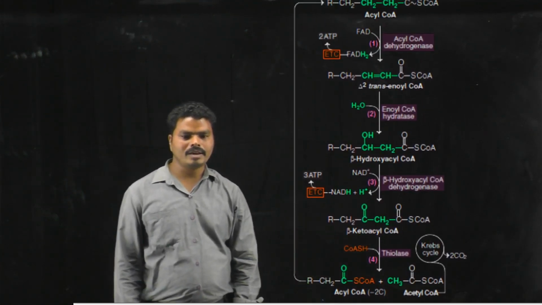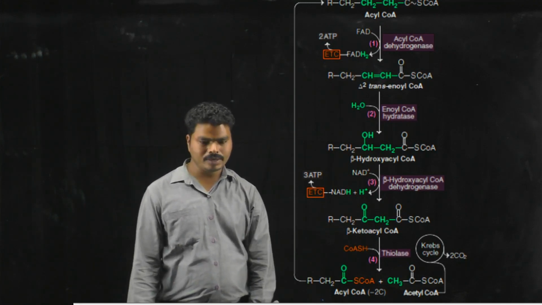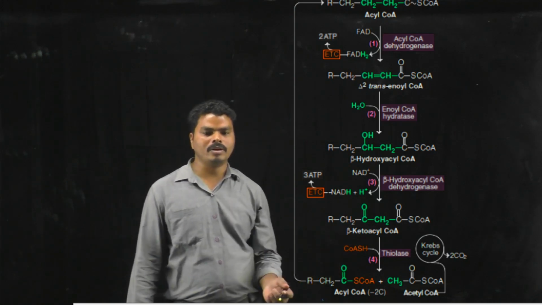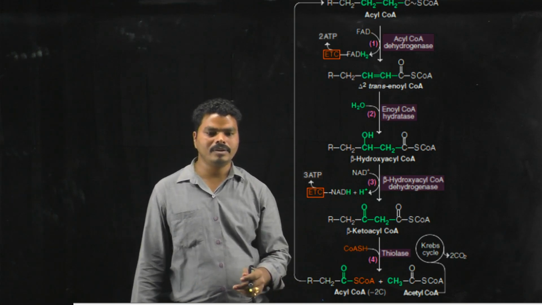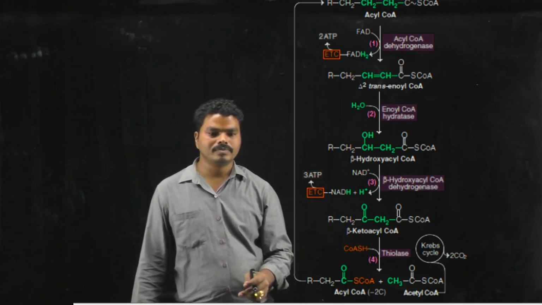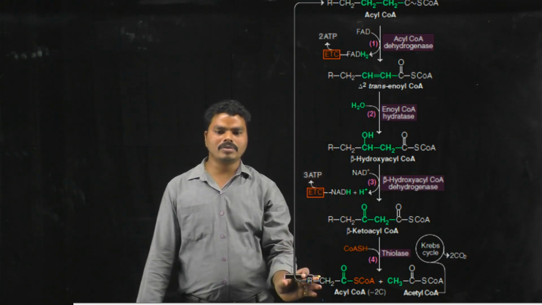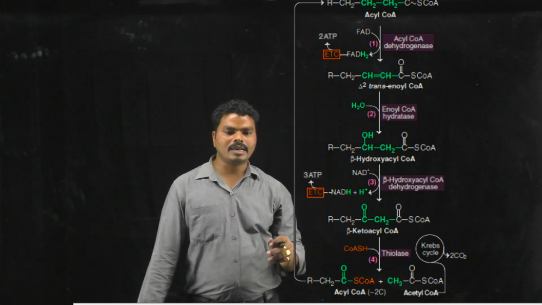And finally, the keto-acyl-CoA will be converted into again 2 acyl-CoA molecules by the action of thiokinase. Understood? So the acyl-CoA is subjected to beta oxidation. Thereby, it can produce the 2 acyl-CoA molecules.